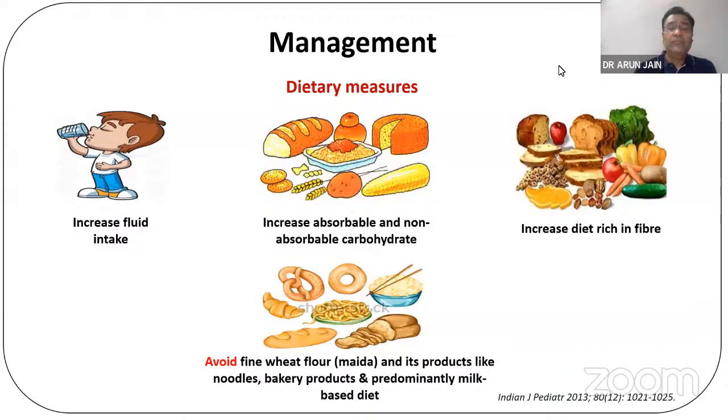What we have to avoid? We have to avoid maida. A lot of children are eating noodles, maida, momos, pizza, burger, patties, and bakery products; biscuits should not be given to children. The biscuit chai combination is very popular in our practice. We have seen the mothers सबसे पहले biscuit chai देती हैं, which should not be encouraged.